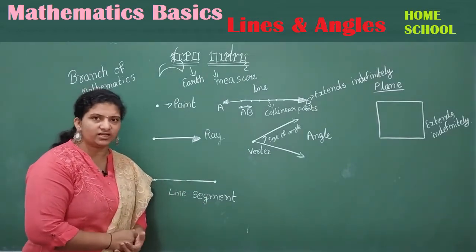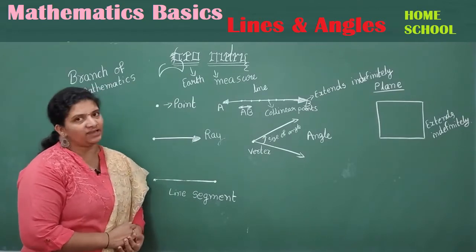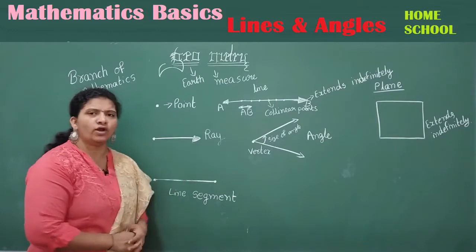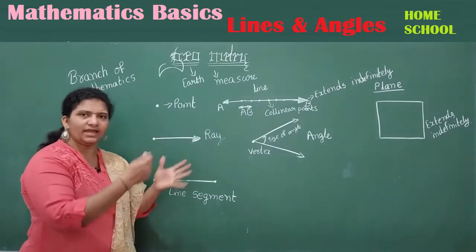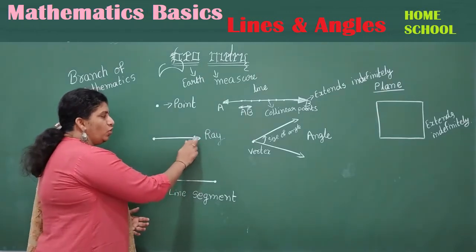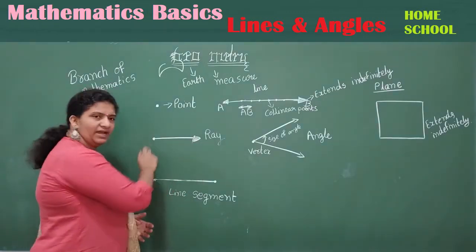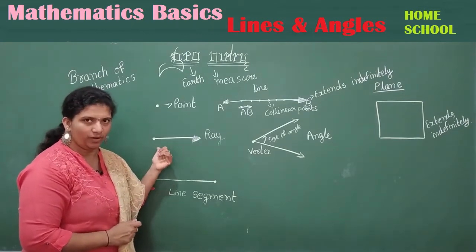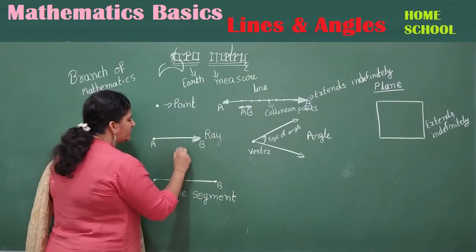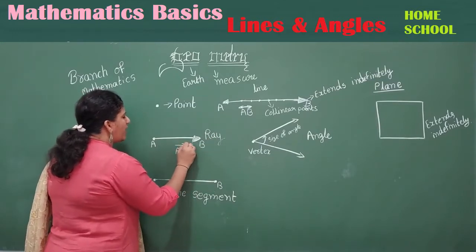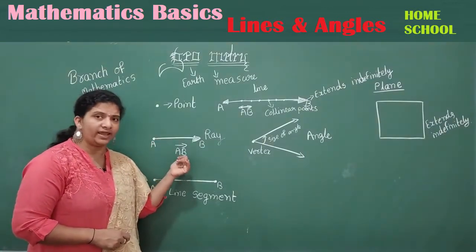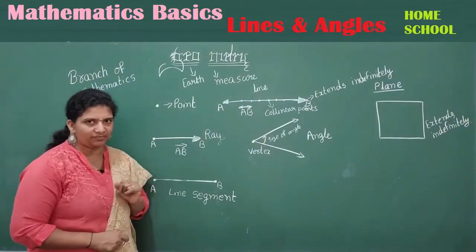What is this, children? A ray is a line which arises from one end point. It has no fixed direction, so it can go in any direction. This arrow indicates there is no end on this side, where this side has an end point. Suppose I say AB, how do you represent this ray, children? AB, and you have to show an arrow on one side. AB is a ray, right?